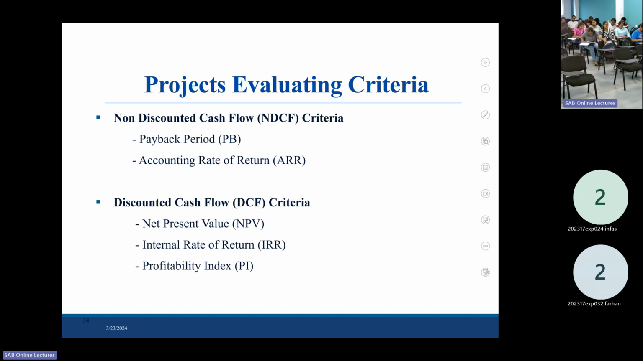So under the non-discounted cash flow method, you can see payback period is there, accounting rate of return is there. But anyway, this payback you can calculate on discounted cash flow also. On the discounted cash flow based method, we discuss NPV, IRR, and profitability index. So let's start with the payback period.